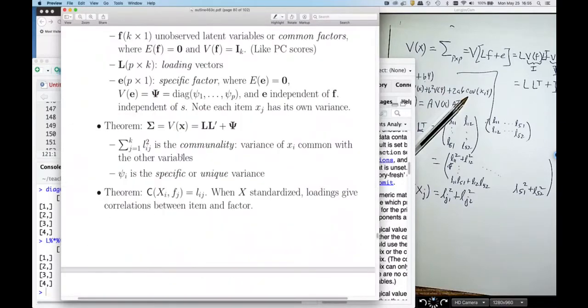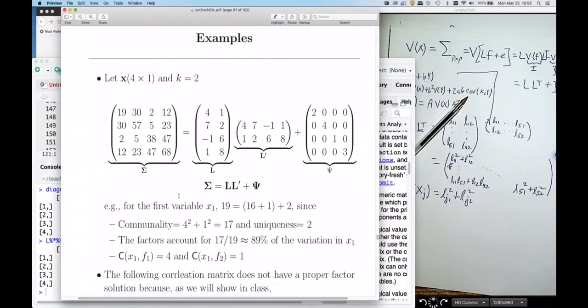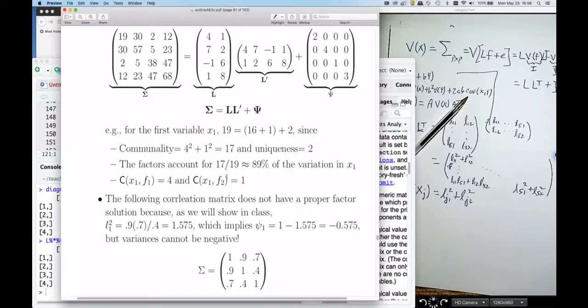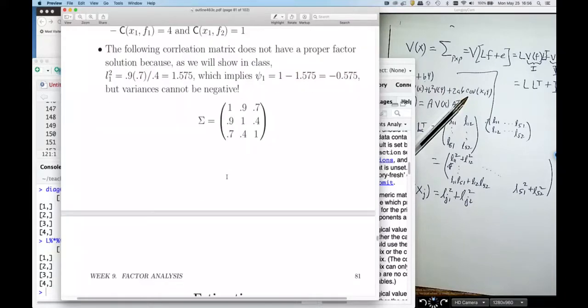The other thing that I want to point out is that these loadings, the loading is just the covariance between the x's and the f's. So what we could say is that the covariance between x1 and this common factor is 4. The covariance between x1 and the second common factor is only 1, and that's coming from this top row of my matrix. There's another example on this page which shows some problems with the model. I don't intend to go over that in this video.